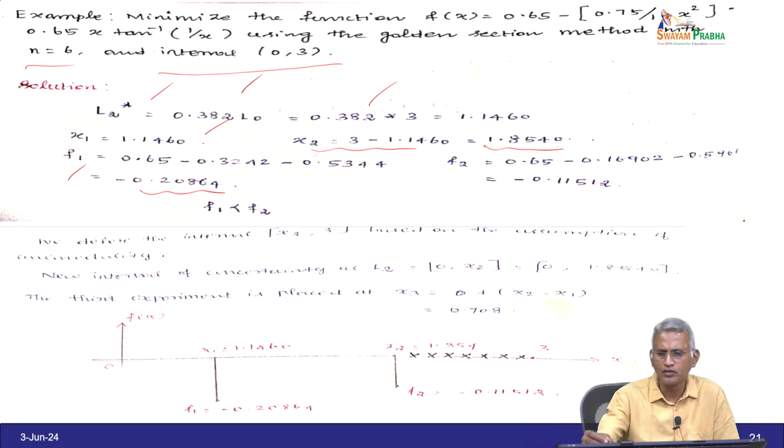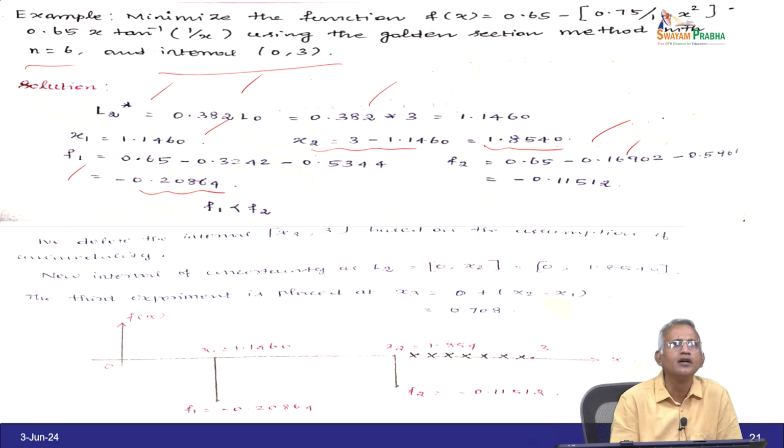Having the value of f1, for x2 the corresponding f2 equal to 0.65 minus 0.75 by 1 plus 1.854 the whole square, equal to minus 0.16902, minus 0.65 into 1.854 into tan inverse of 1 by 1.854. So, we have minus 0.11512.